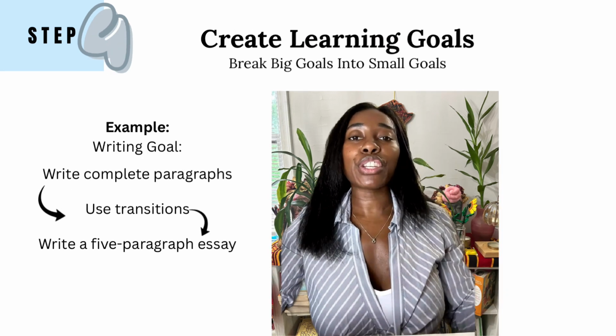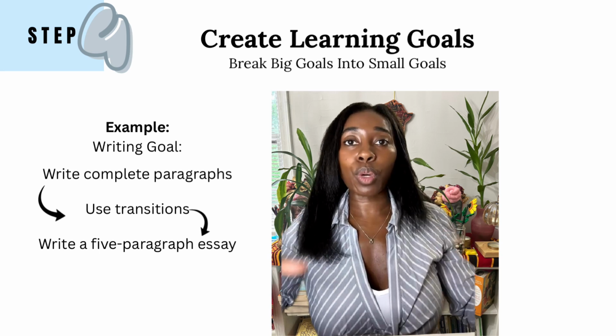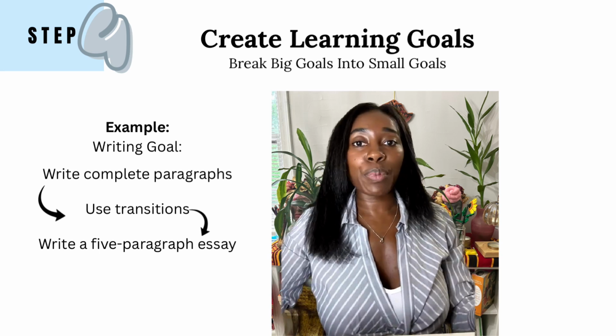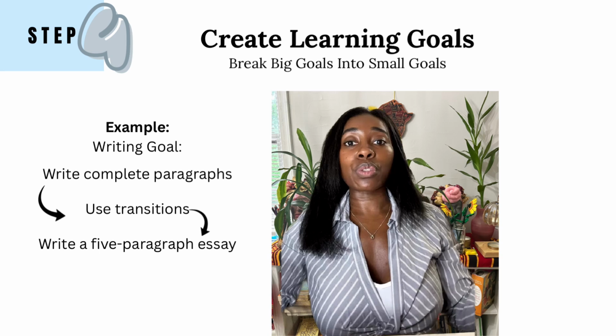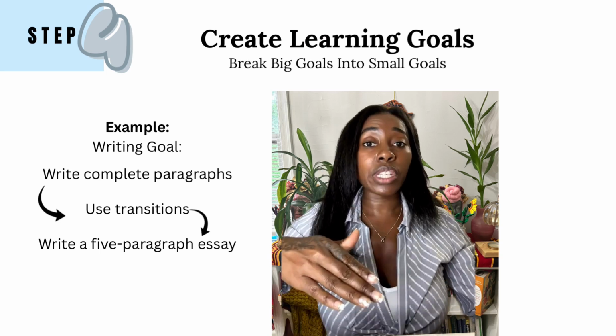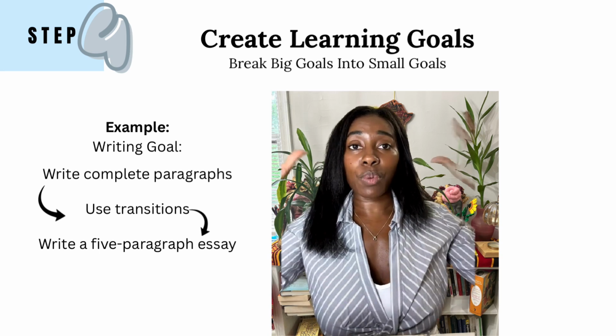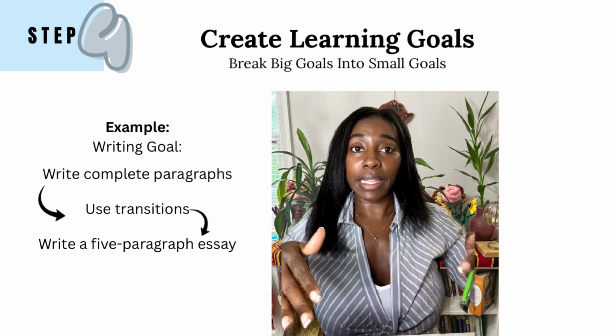For step four, you're going to create your learning goals. So break big ideas into smaller, more manageable goals. An example, let's say the writing goal is to write complete paragraphs. Then they're going to use transitions. And from there, they'll write a 5-paragraph essay. So you're starting with the big picture and breaking it down.